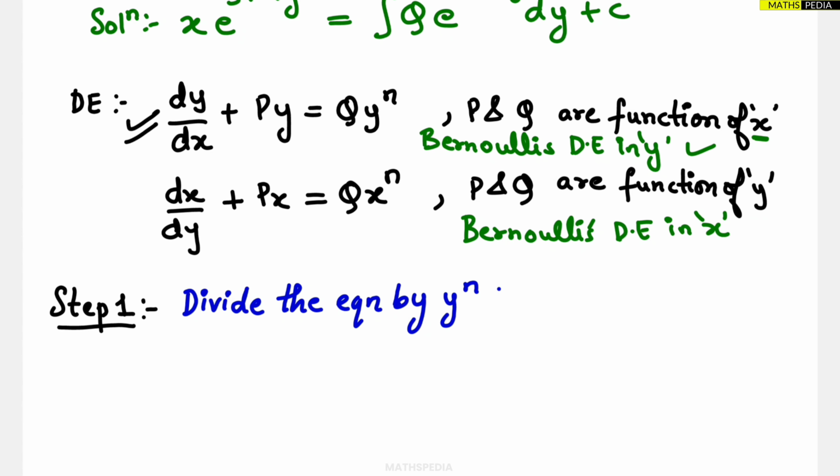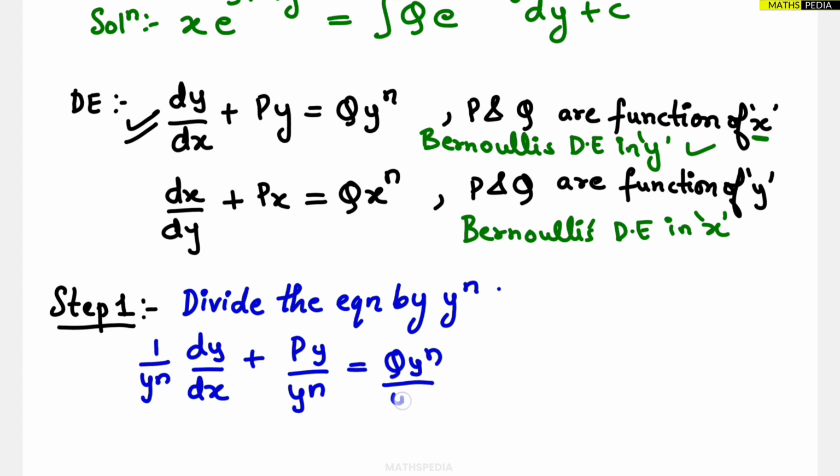So let us divide. So what happens? It will become 1 by y power n into dy by dx plus p y divided by y power n is equal to q y power n divided by y power n. So this and this will get cancelled. Y power n you can take up, and this equation becomes 1 by y power n dy by dx.